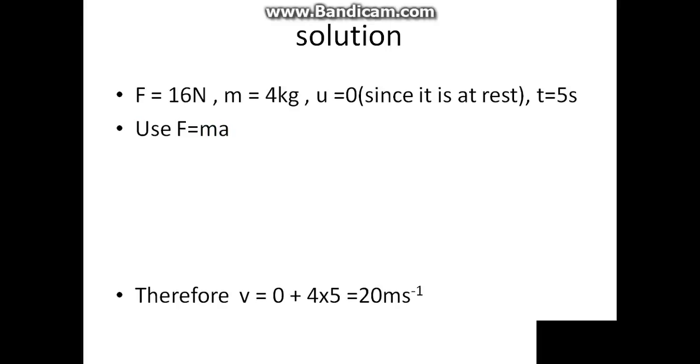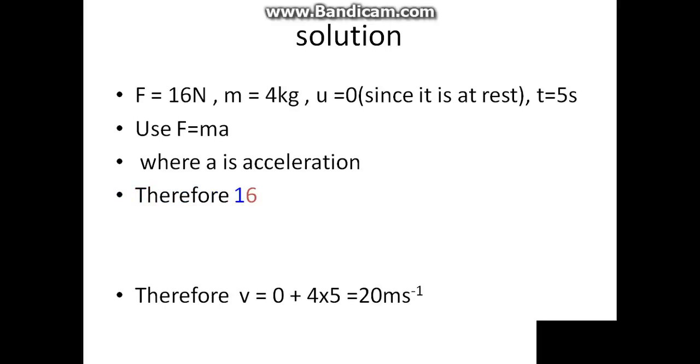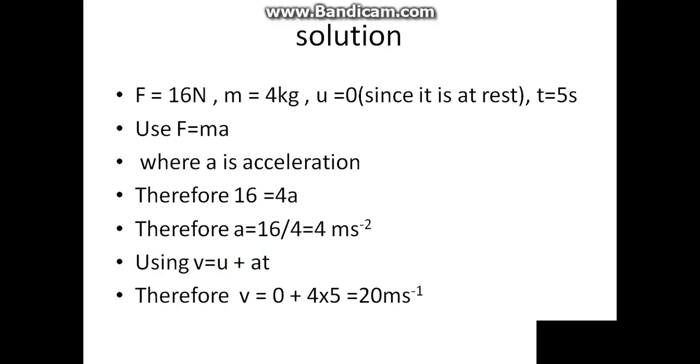Using the formula F is equal to mass times acceleration, where a is the acceleration. Therefore, 16, which is the force, is equal to 4a. Making a the subject of the formula, you have 16 over 4, which gives us a to be 4 meters per second squared. Using the first equation of motion, which is v equals u plus at, v is now equal to 0 plus 4 times 5, which gives us 20 meters per second.